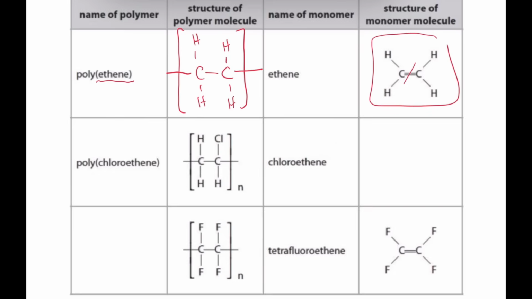Since polymers are such large molecules, we can't draw every single one since it's a waste of time. So instead we just put n, and n is just the number of times it's repeated. It could be different every time.